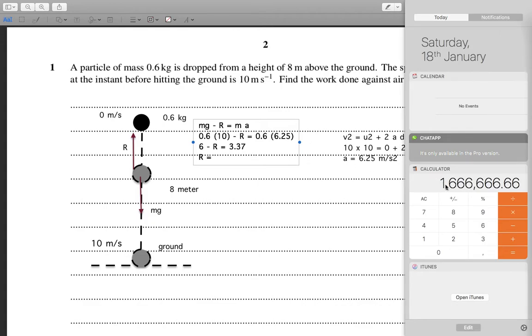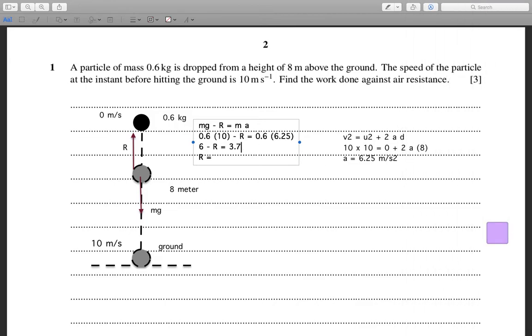Sorry, I think this is wrong. Let me recompute: R equals 6 minus 3.75, which is 2.25 newtons. Yes, this is R, the resistance of the air acting on this object.